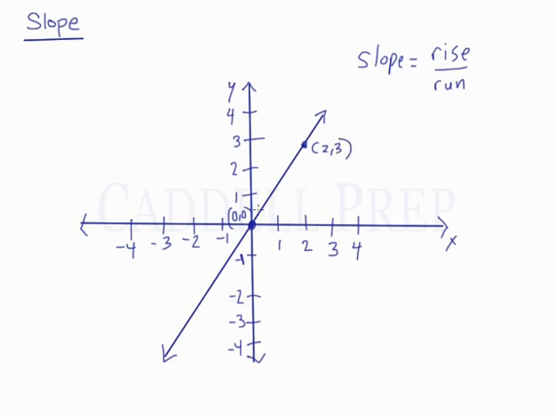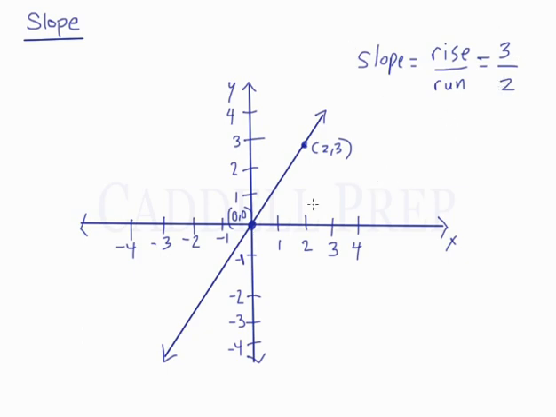So let's see how much it rises. Well, to see how much it rises, we have to see how much it goes up. So it starts off here, goes up 1, 2, 3 points to get to right there. So that means the rise is 3. Now let's look at the run. It goes over 2 units to get to the coordinate. So the run is 2. So our slope is 3 over 2.